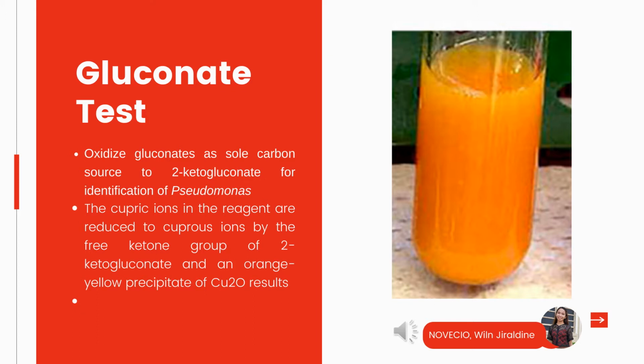The basis of the test is the change from gluconate, a non-reducing compound, to 2-ketogluconate, a reducing compound, which is tested using suitable reagent. The cupric ions in the reagent are reduced to cuprous ions by free ketone group of 2-ketogluconate, and an orange-yellow precipitate of copper oxide results.